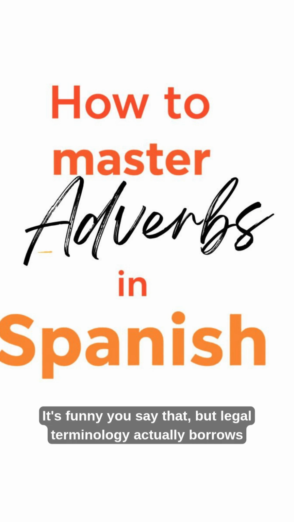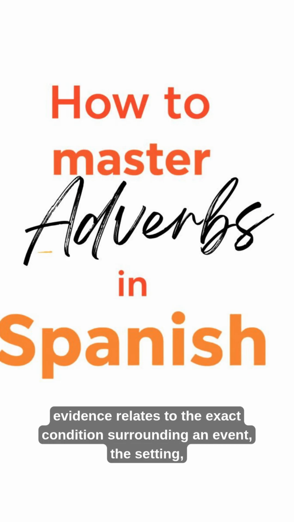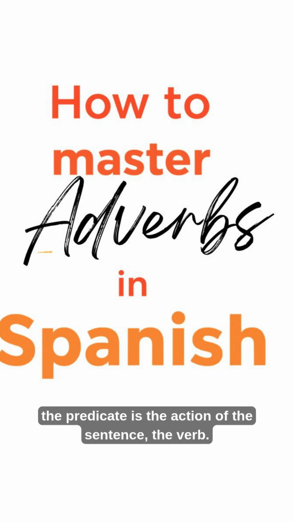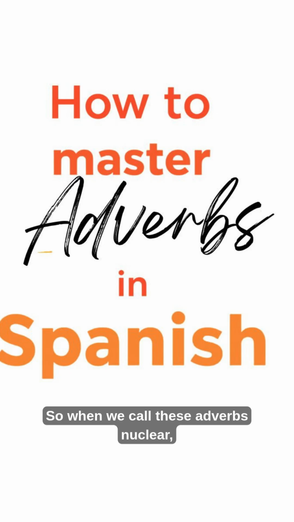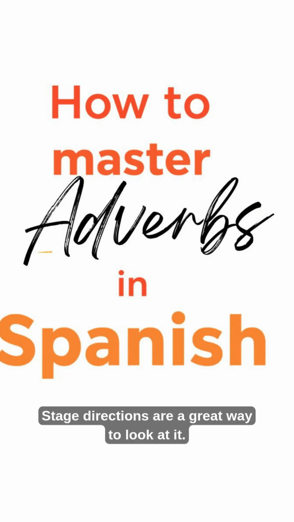It's funny you say that, but legal terminology actually borrows from the same conceptual root. In law, circumstantial evidence relates to the exact conditions surrounding an event, the setting, the environment. Right, okay, that makes sense. And in linguistics, the predicate is the action of the sentence. It's the verb. So when we call these adverbs nuclear, we mean they form the absolute core reality of that verb. So they are the structural pillars of the sentence's reality, like the stage directions. Stage directions are a great way to look at it.